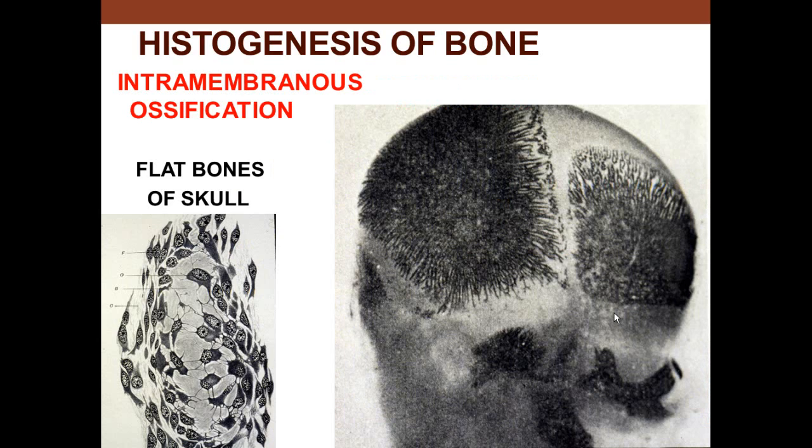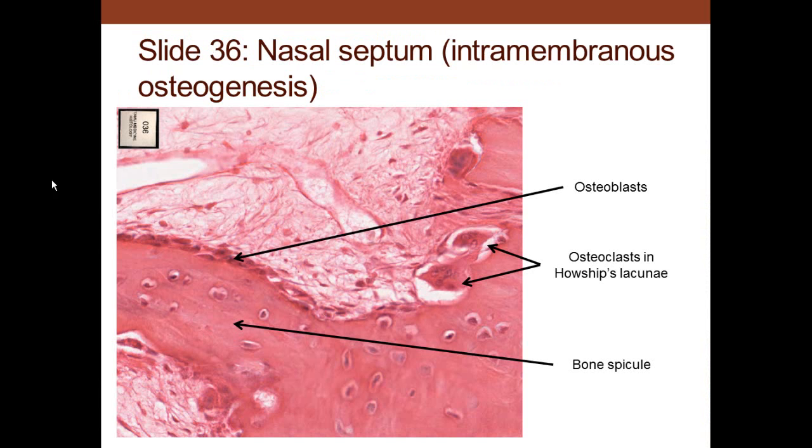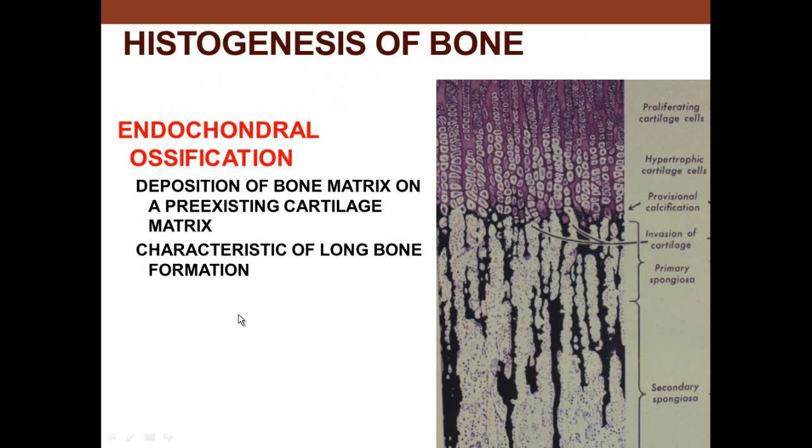And here we can see the skull is one of those examples where you have intramembranous ossification, the flat bones of the skull, where you have differentiation of fibroblasts directly to osteoblasts. And in our slide, we can see in 36 these osteoclasts here, which would be eating up bone, and these osteoblasts laying down new bone, with osteocytes in the spicule of the bone.